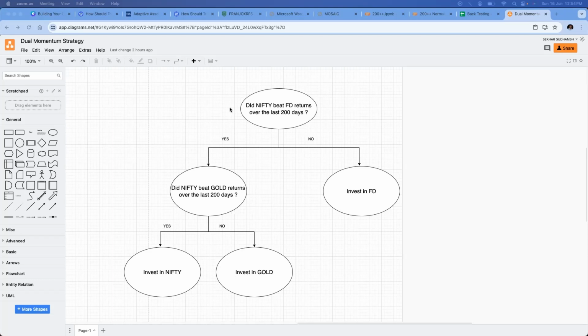So this is it. You can, if you want, I can quickly recap also. So we first check Nifty returns and compare it with FD for the last 200 days. If it is no, we go ahead and invest in FD. If it is yes, again we do a check of Nifty returns with gold returns for the last 200 days. If Nifty has given better returns than gold, then we go ahead and invest in Nifty. If Nifty did not give better returns than gold, we go ahead and invest in gold. Now, that is the strategy. What we do is we rebalance it every week.